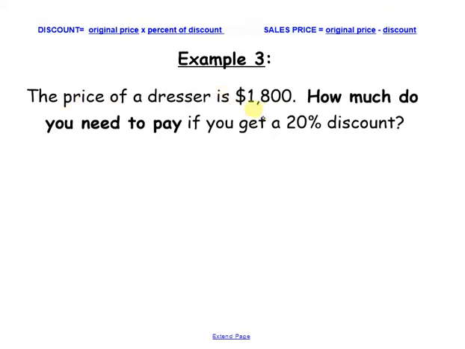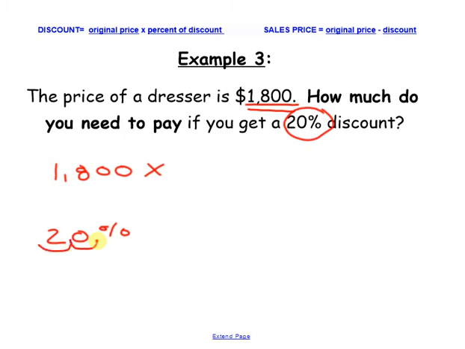Okay, let's try another example. The price of a dresser is $1,800. How much do you need to pay if you get a 20% discount? All right, so we have $1,800 times that 20%. We need to make it a decimal. The decimal's really over here. We need to move it back 2 spots, so times 0.20. Put that into your calculator, see what you get.